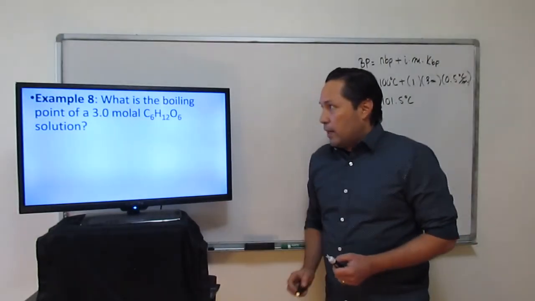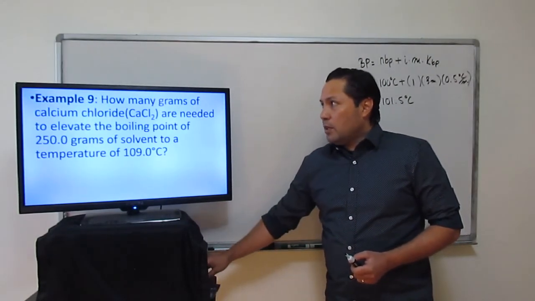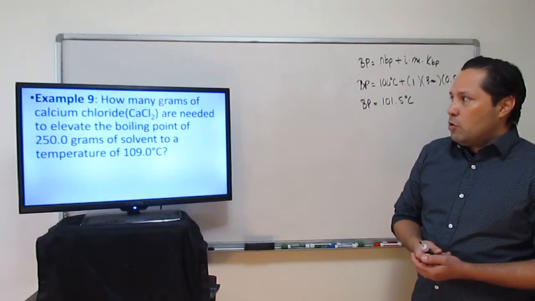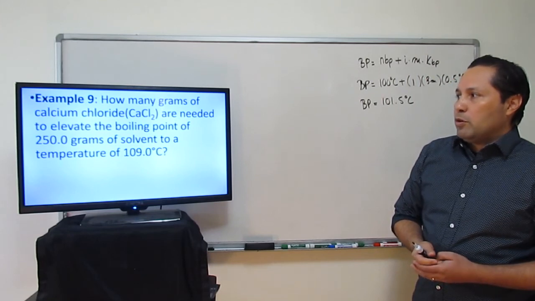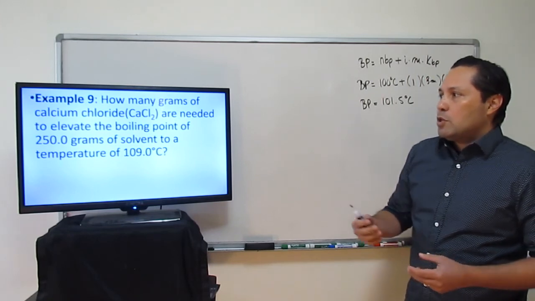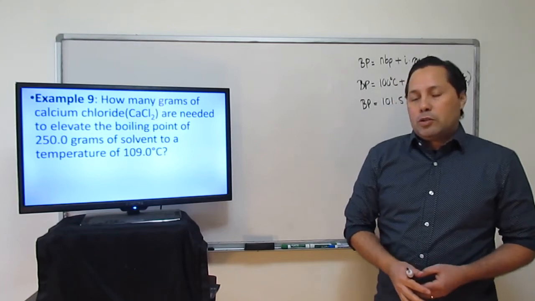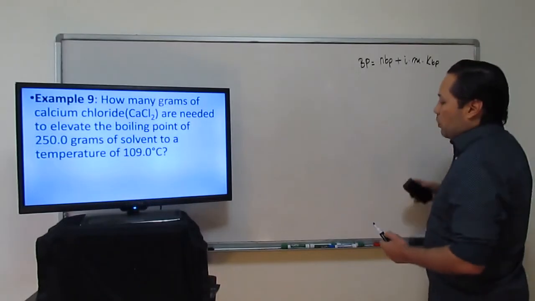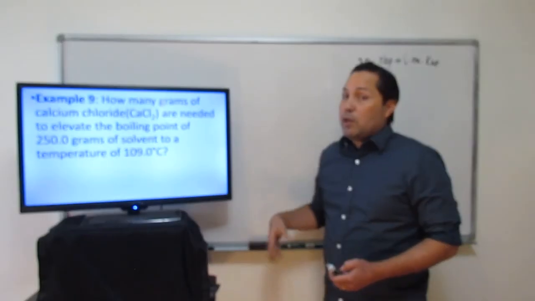Next, let's take a look at example 9. In this problem, they ask: how many grams of calcium chloride, CaCl2, are needed to elevate the boiling point of 250 grams of solvent to a temperature of 109 degrees Celsius? So in this problem, we're going slightly backwards, where they're giving us the boiling point. They want to know how many grams we should add.